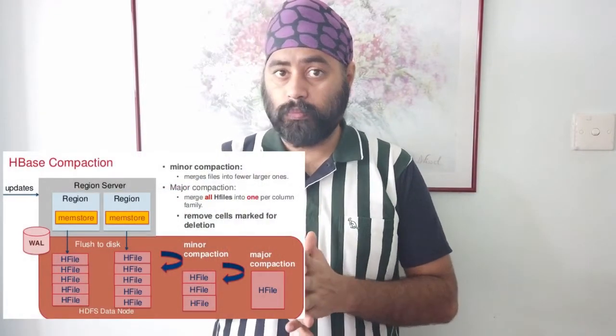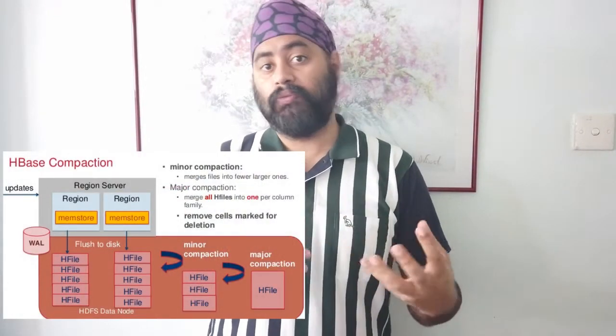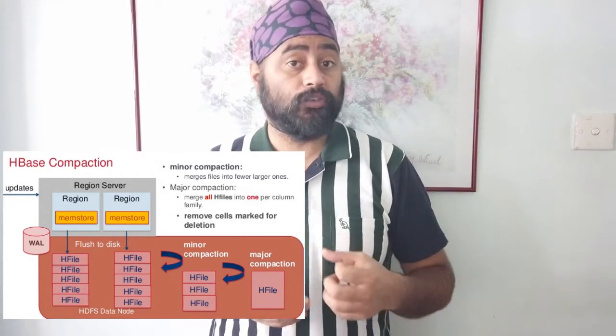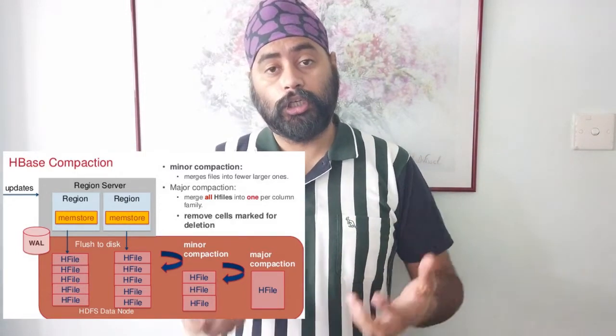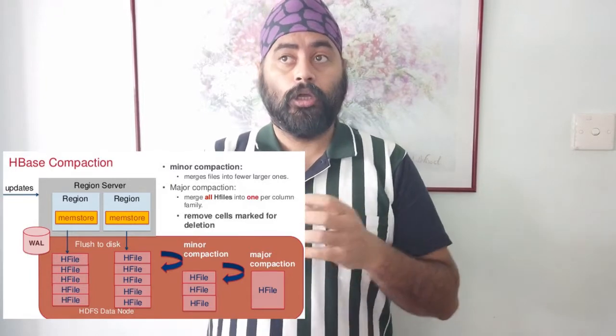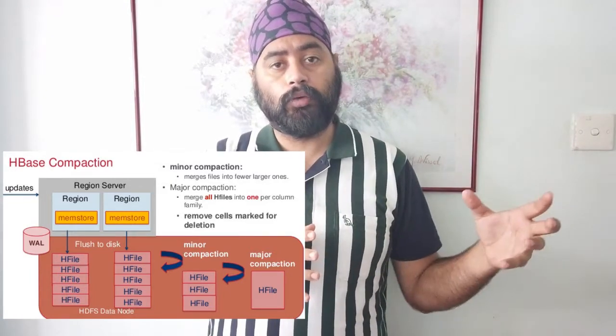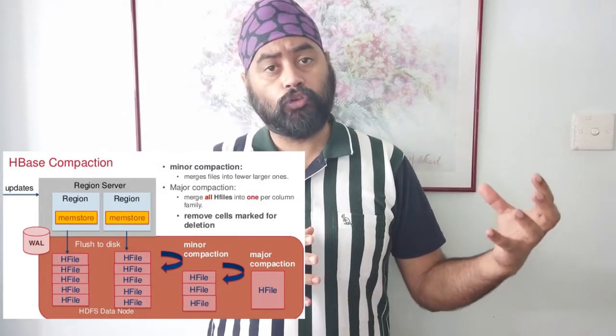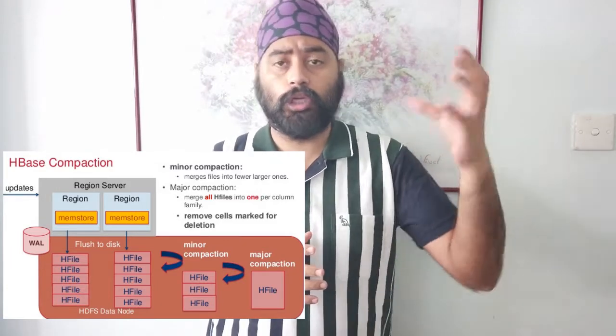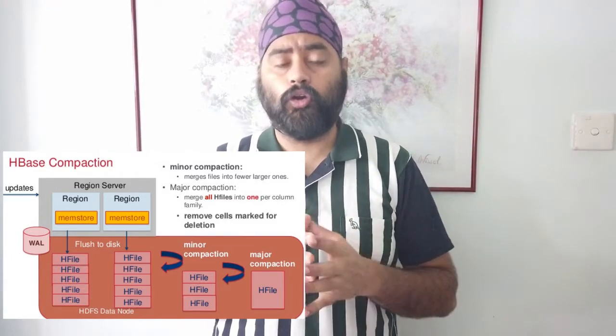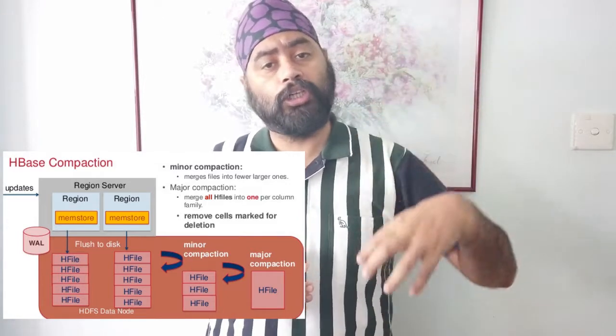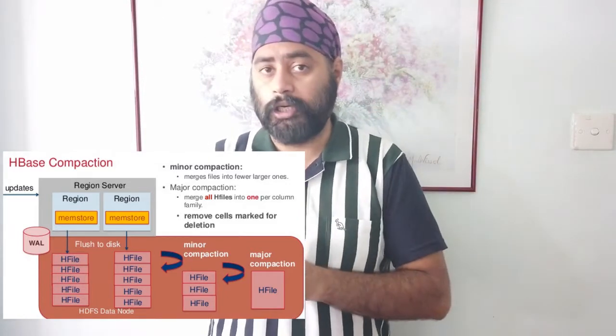Now let me cover one more important point, which is called compactions. I have already mentioned that whenever it writes, it creates multiple HFiles, and these HFiles keep getting stored on disk. Now the problem is that when the MemStore size is very small, say 128 MB or whatever you configure, very small HFiles are created.